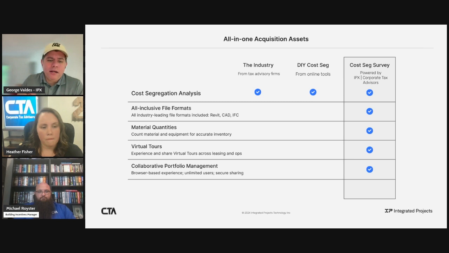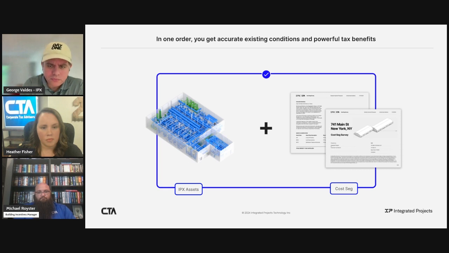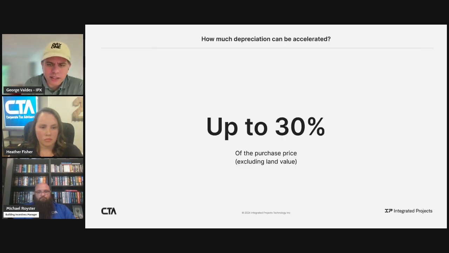You also get what we talked about in terms of IPX, this collaborative platform where you can share your portfolio with whoever needs to access that kind of information to get started. And so in terms of the net benefit, it's pretty massive. Ultimately, you get these two things in one, which is really exciting.